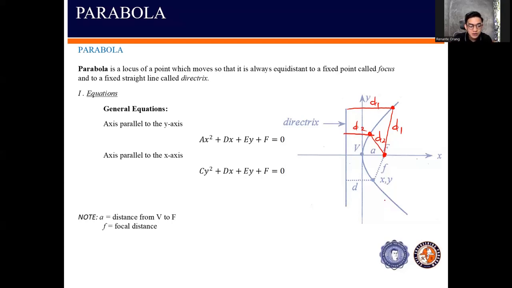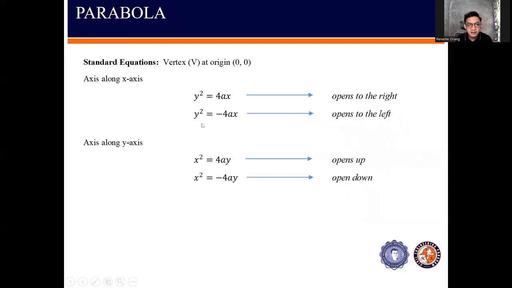Okay, so take note A is the distance from our vertex to our f or our v to our f. Then f is our focal distance. Ibig sabihin, if we have a point, yan yung ating from f to our parabola na point. Okay, so take note of this one. Vertex is V at origin. So if yung vertex daw natin is nasa origin, ito yung ating mga standard equations.